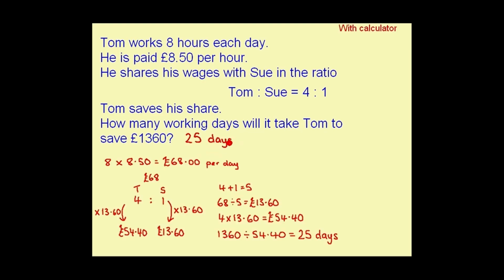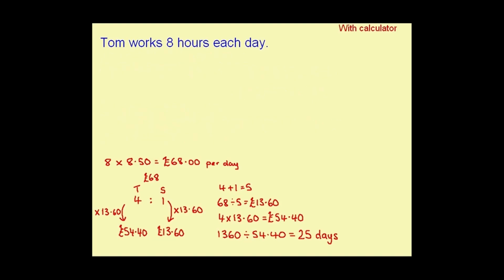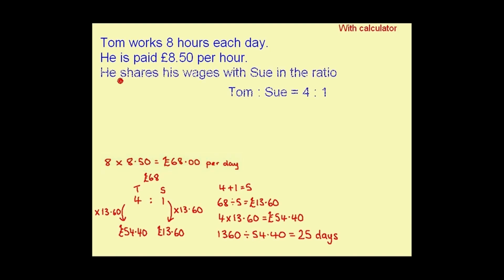Here's the final answer, and here's the working for that answer. I'm going to show you how I got this using the line-by-line approach. So the first line doesn't give me any maths to do. But as soon as I've got the second line, I can work out how much Tom gets per day by doing 8 times £8.50. This line gives me a ratio to use.